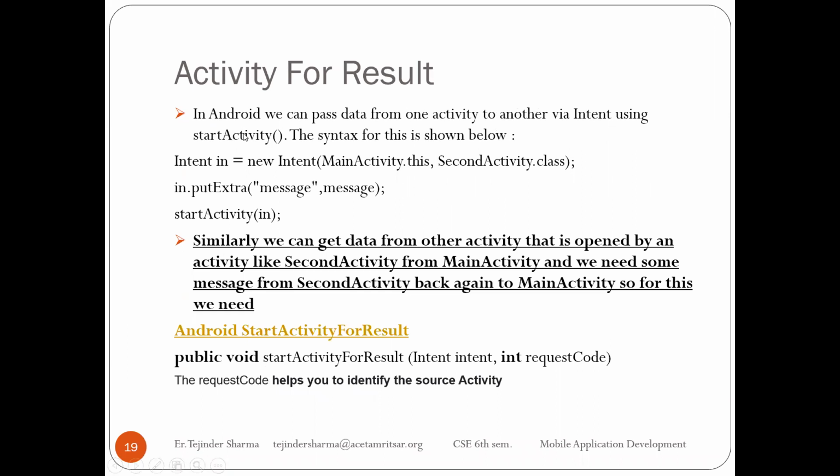So in activity for result, we pass the data from one activity to another via the intent using startActivity. The syntax is this, which we have already done. Similarly, we can get data from another activity that is opened by an activity, like the second activity from the main activity. Then we need some message from the second activity back to the main activity. For this, we need the method startActivityForResult. The syntax is public void startActivityForResult, where an object of the Intent class is passed along with the request code. The request code will help you identify the source activity.